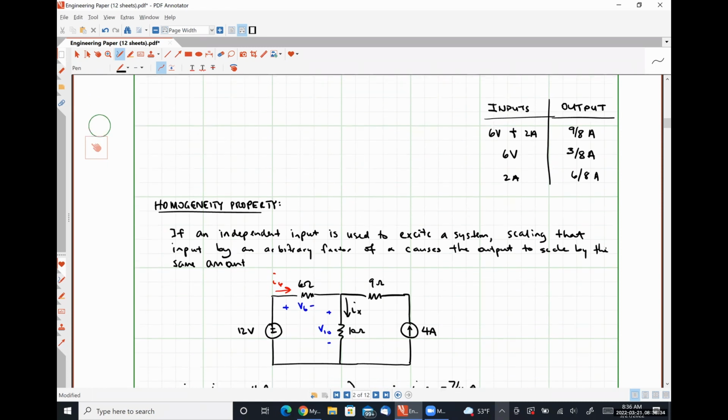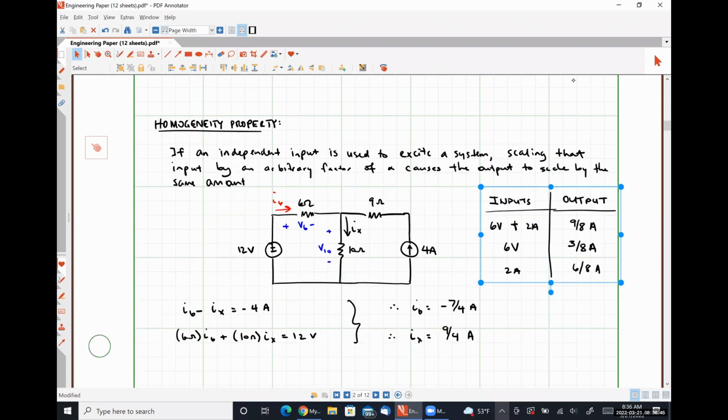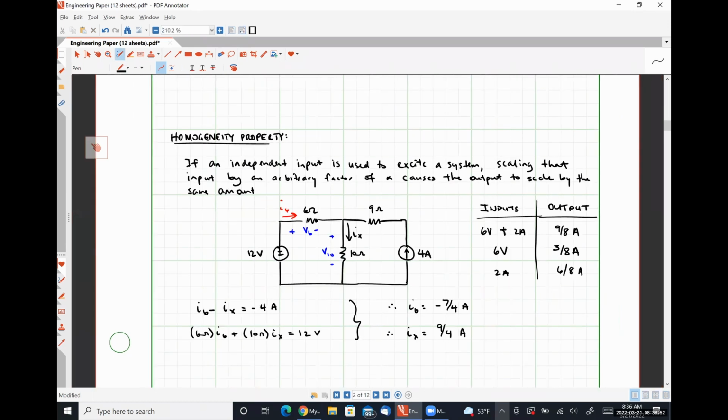So I'm going to take my little table here and make a copy. Let's just move it down and continue to record our observations here. Okay. So what we have just seen is that when I apply twice 6 volts plus 2 amps, I get 9/4, which is exactly twice the output of when I applied just 6 volts plus 2 amps.